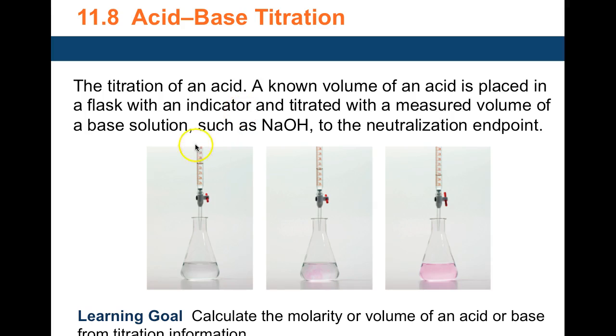So you fill up the burette up to its 50 ml mark, and then to this acid here in the flask you add an indicator like phenolphthalein. And so the reason is that you want to see that when the acid is neutralized by the base, you can visually see that, all right, the end point or the neutralization point.